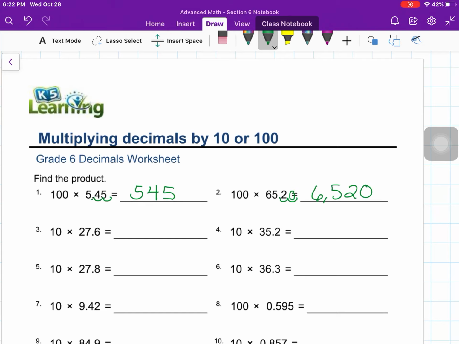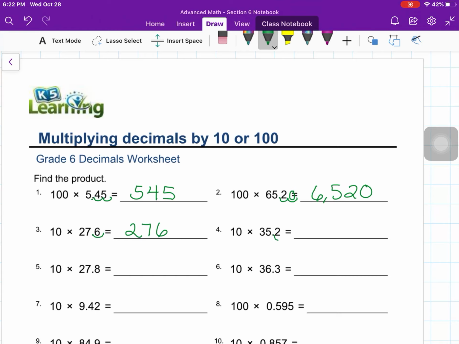Multiplying by tens and hundreds is very easy. You know that any number multiplied by 10, you just add a 0. Well, if you've got a decimal here, that's basically what you're doing. You're adding a 0. You're moving it 1 decimal place to the right. So 10 times 27 and 6/10 becomes 276.